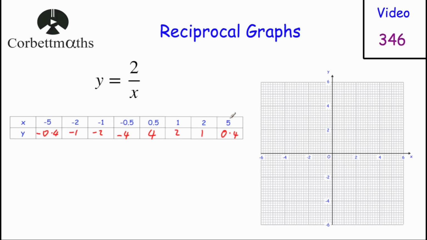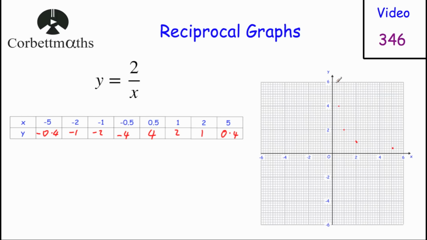Now let's plot them. So we've got 5 across and 0.4 up. 5 across would be here. For 0.4 up, we've got 10 little squares for 2, and 2 divided by 10 is 0.2, so it'll be 2 of them up, somewhere like that. Then we've got 2, 1. So 2 across 1 up would be there. Then 1 across 2 up. And then we've got 0.5 across 4 up, so 0.5 across would be halfway in between, and 4 up would be there. So we've now got our points.